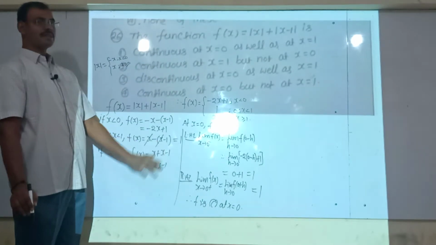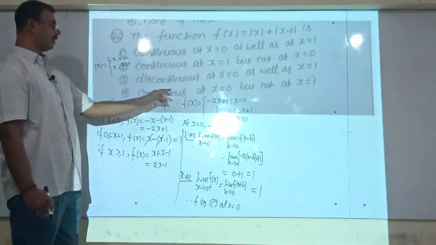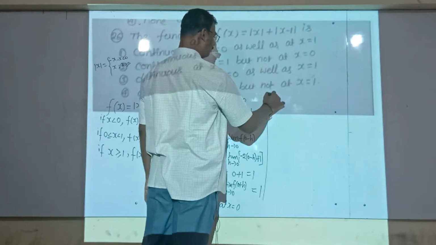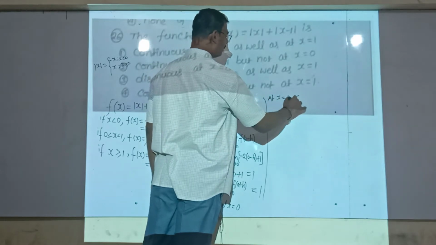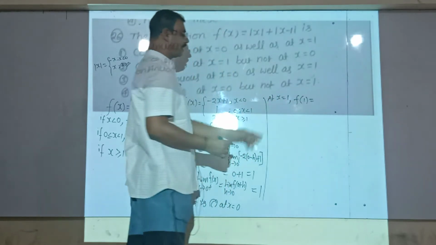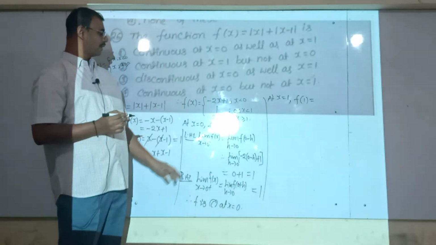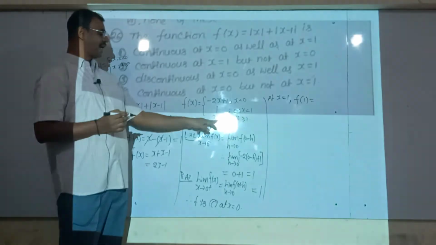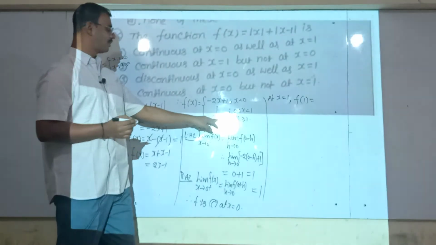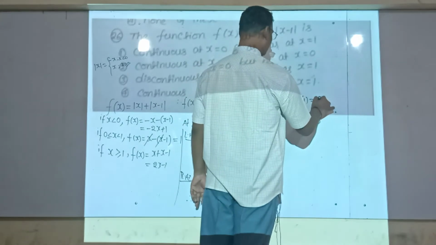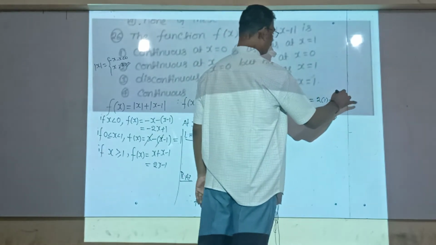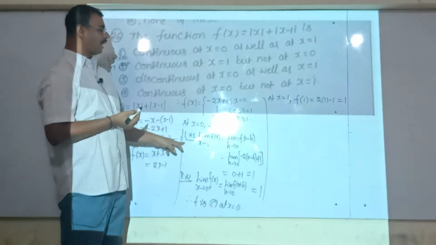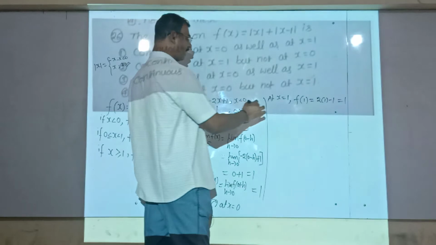In the same manner, exactly similar, at x equal to 1 we have to do that. Now at x equal to 1, find f of 1. So that is exactly equal to 1. When x is equal to 1, what is the f of 1 value? f of x value is 2x minus 1. Substitute x value 1. So 2 into 1 minus 1, this is 2 minus 1, it will be 1. Now I have to find the left hand limit at x equal to 1.